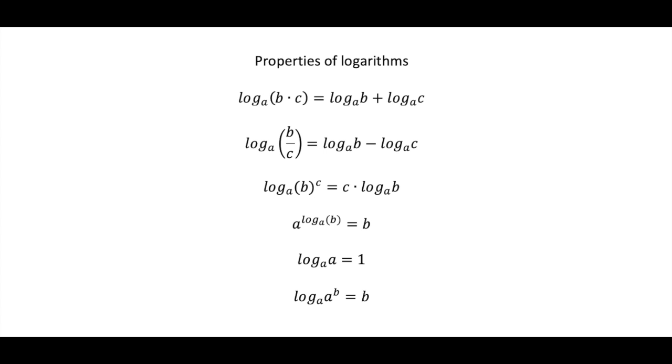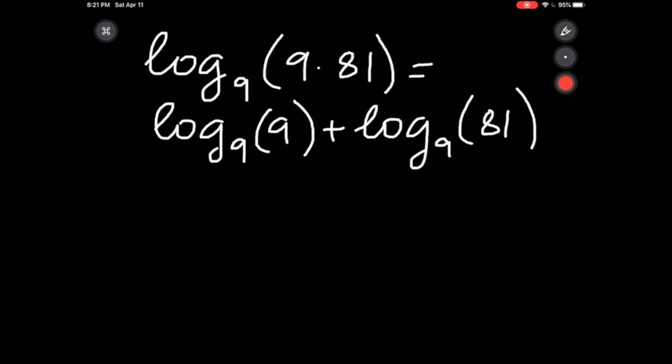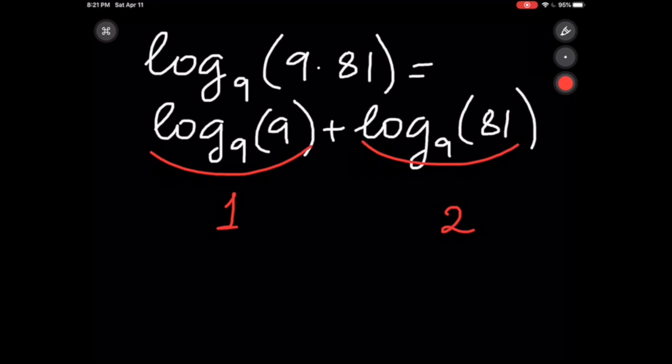Before I continue with this question, look at the second to last property, log base a of a equals 1. What this means is that log of any base of the number that matches the base is always equal to 1. Returning to our question, we have log base 9 of 9, which is 1, and then log base 9 of 81. To simplify the second logarithm, ask yourself, 9 to what power is 81? The answer is 2. So you're left with 1 plus 2, which is 3.